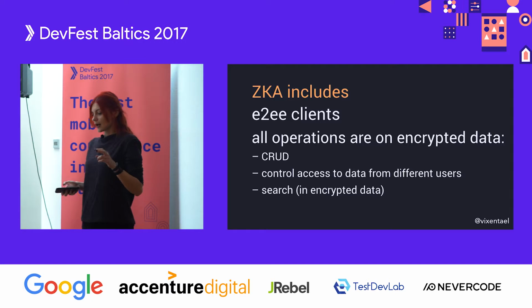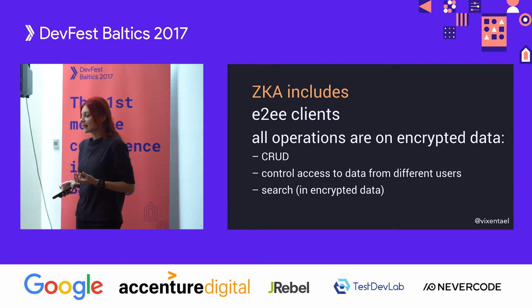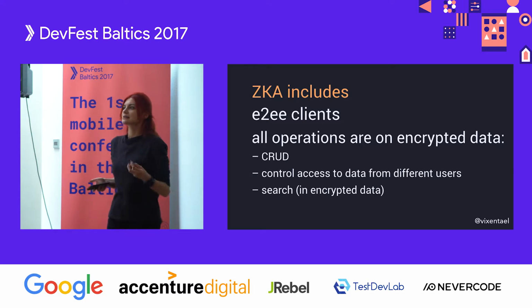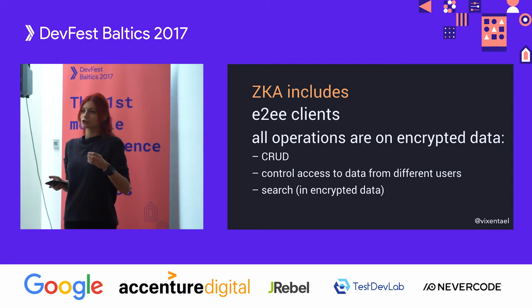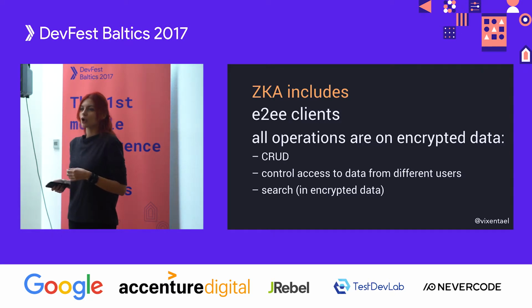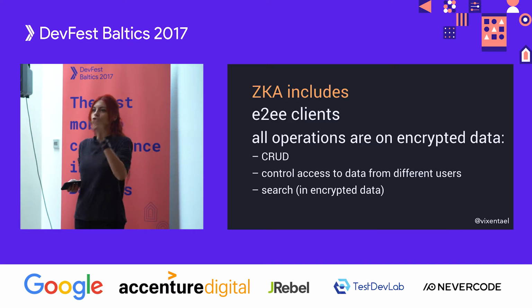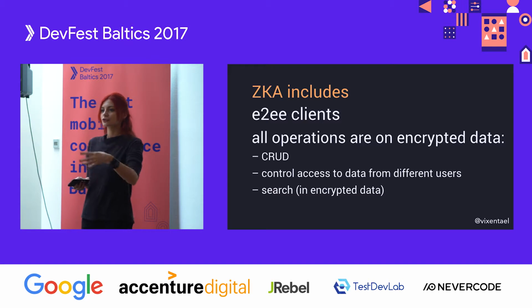The second important base of ZKA is that all operations are made on encrypted data. So you have a database. If you want to add a record, you add it encrypted. If you want to update the record, you update the encrypted record. If you want to share the record, you share it encrypted. If you want to search through the data, you search through encrypted data.